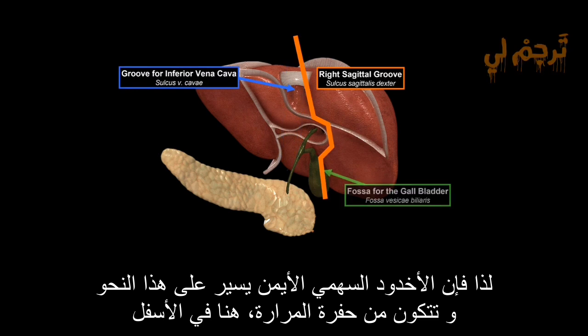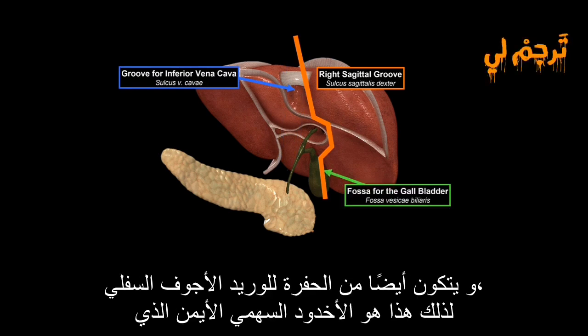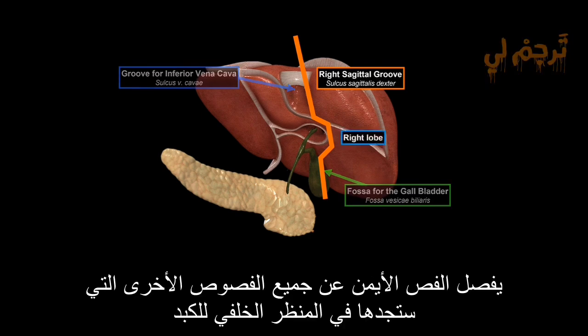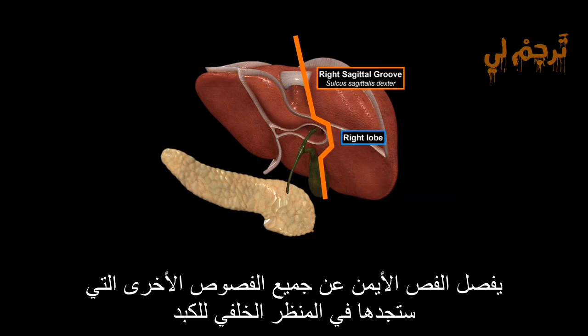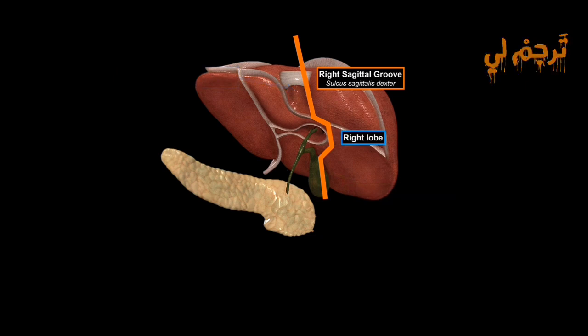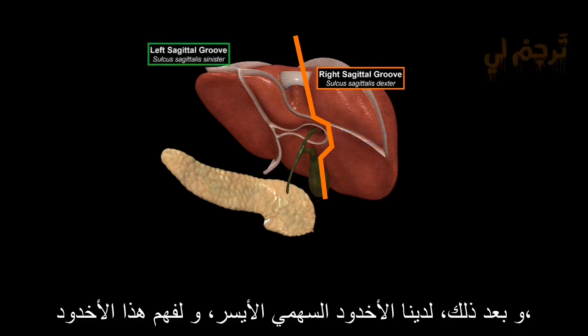It is formed by the fossa for the gallbladder down here, and is also formed by the fossa for the inferior vena cava. So that's the right sagittal groove. It separates the right lobe from all other lobes you will find on the posterior view of the liver. And then we have the left sagittal groove.